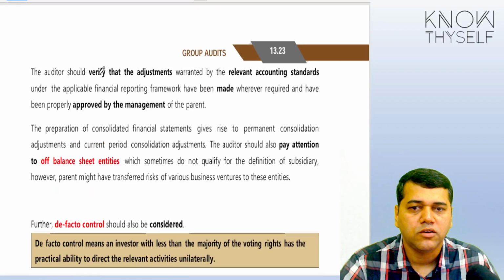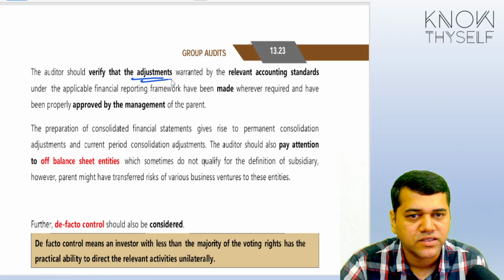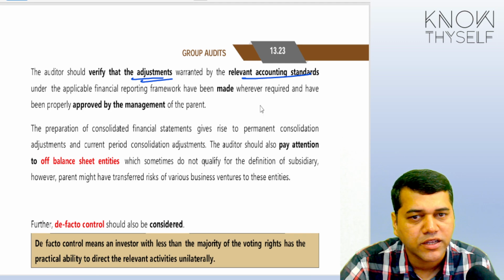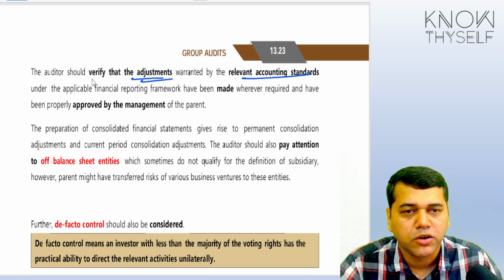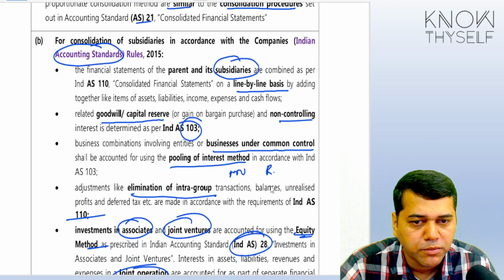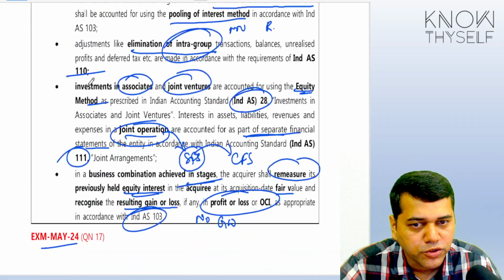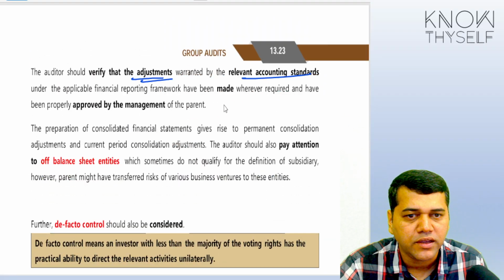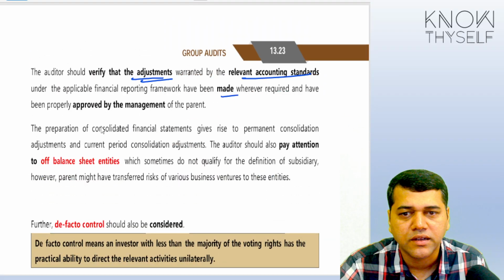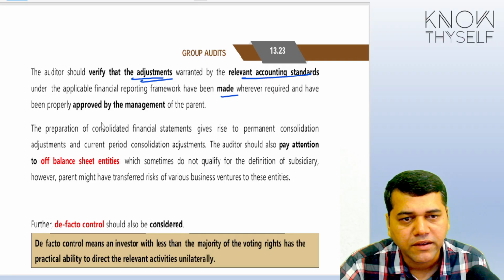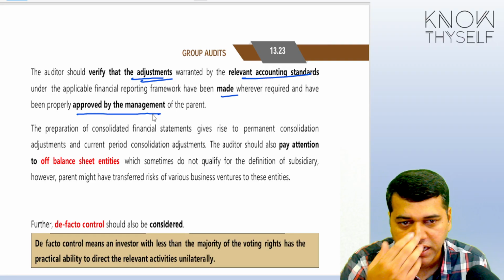Yes. The auditor should verify the adjustments warranted by the relevant accounting. So this is also part of your method, because they only told you need to remove the intra-group adjustments. Fair value adjustments you need to do. So all these things you have to verify and check whether they have been made wherever required and have been properly approved by the management.